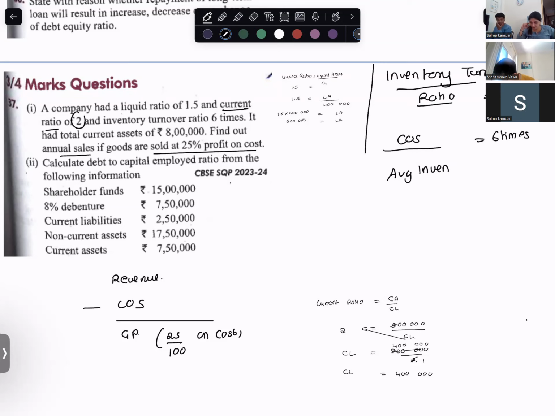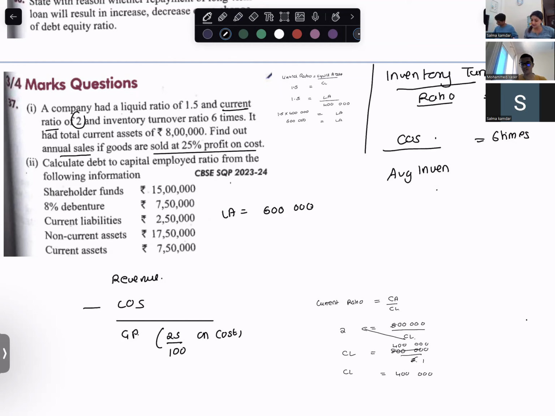Do I know my cost of sales? No, I don't know my cost of sales. Do I know my average inventory? No. I have 6 times. But I know my liquid assets is 600,000. I neither have cost of sales nor average inventory, but I know my liquid assets is 600,000.